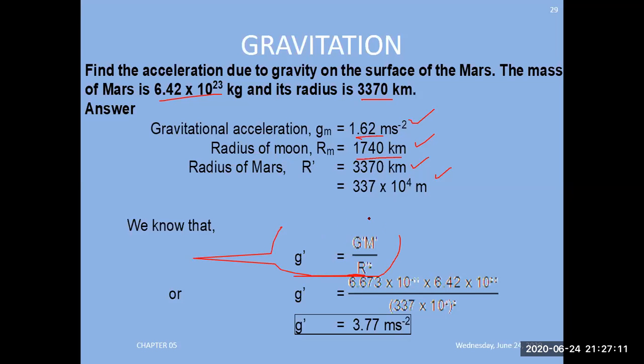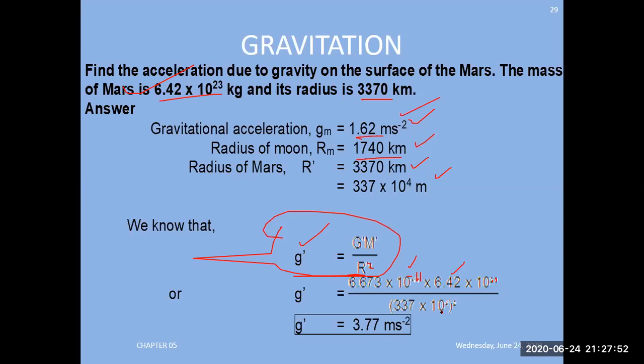So this was the formula to calculate the value of g: g equals GM over r square. Here G is 6.67 into 10 raised to power minus 11, and the mass of Mars is given as 6.42 into 10 raised to power 23.